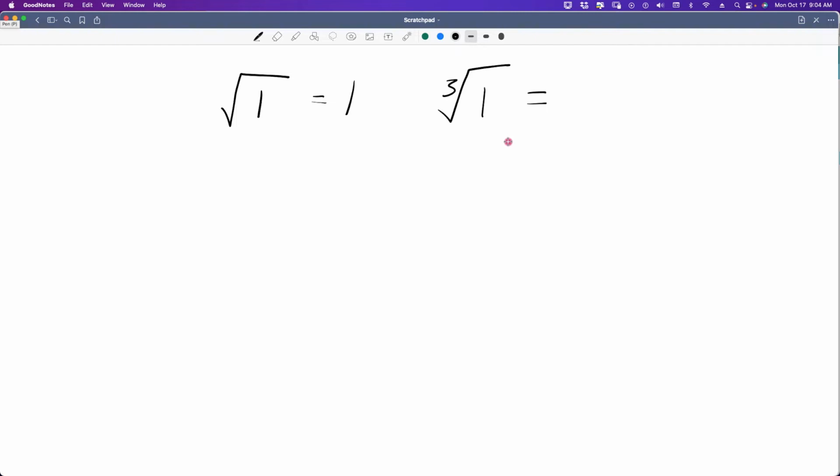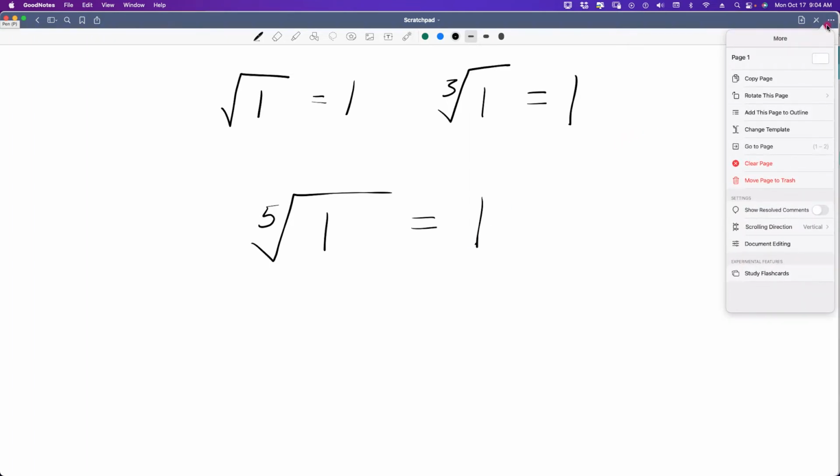1 times 1 times 1 is 1. 1 times 1 times 1 times 1 times 1 is still 1. So any root whatsoever of 1 is 1. All right, so that is something to remember.